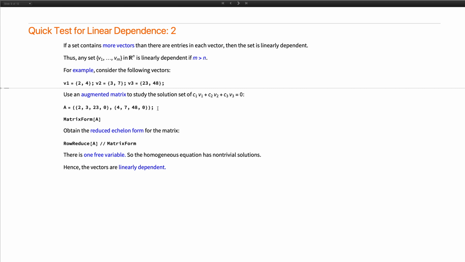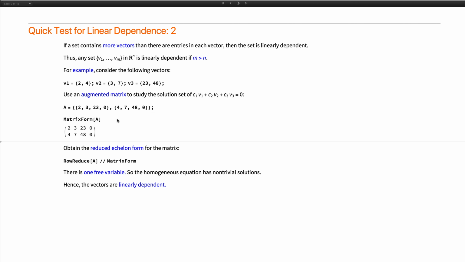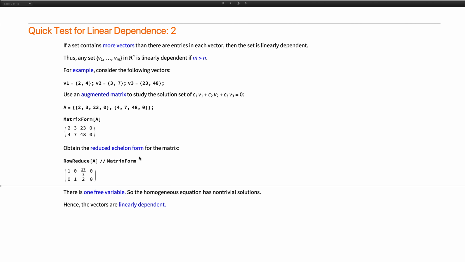Let's see what happens. You set up the augmented matrix, look at the matrix form. So the columns over here are the vectors. Obtain the reduced echelon form, and sure enough, you have one free variable. And so the homogeneous equation has non-trivial solutions, and the vectors are linearly dependent.